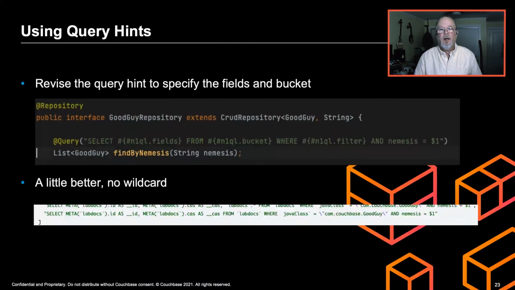So let's see if we can improve this. If we specify the select with the #n1ql.fields and the #n1ql.bucket for the bucket, we get a little bit better query in the fact that we've got the ID and the CAS value, but we no longer have the star where it's selecting the entire document. So no wildcard in the select.